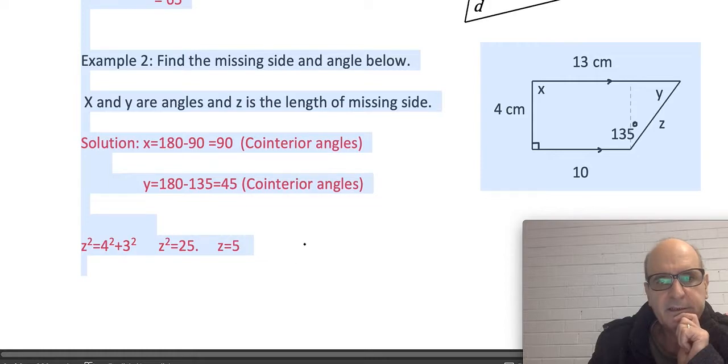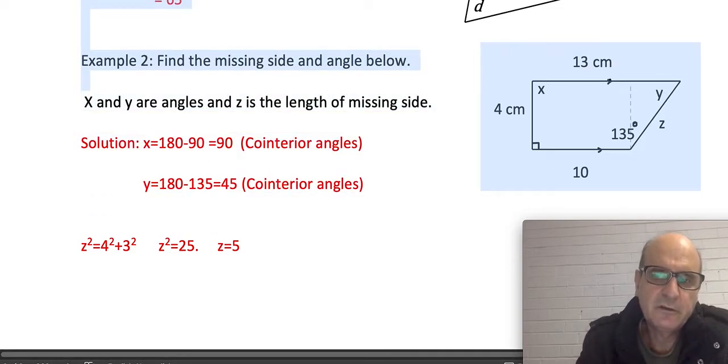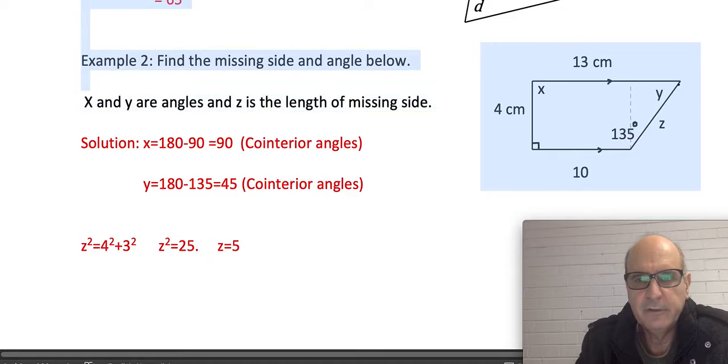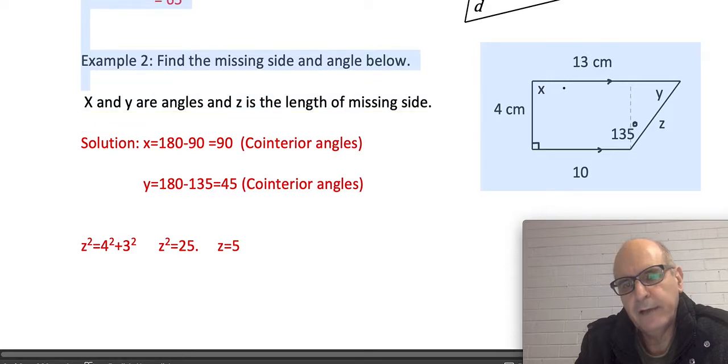In the next example, they are saying find the missing side and angle below. So here we have this shape. It has got two parallel sides, so it is a trapezium. So they want us to find the missing angles, this angle, and then find the missing side. All right, first for angles.